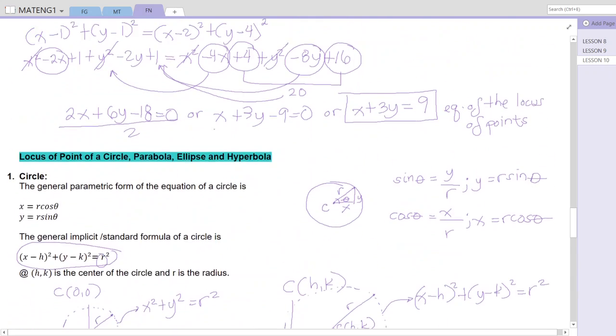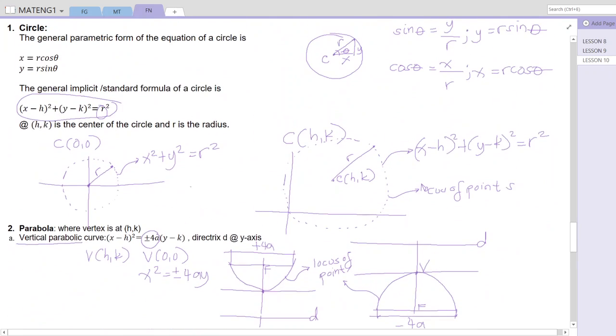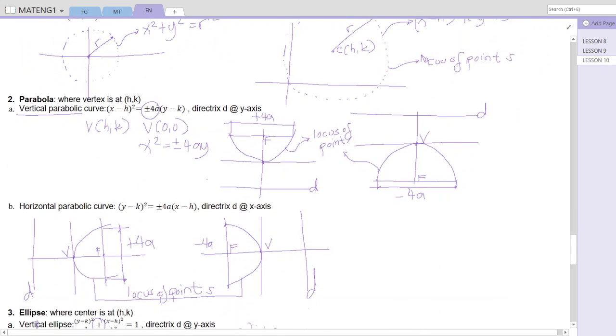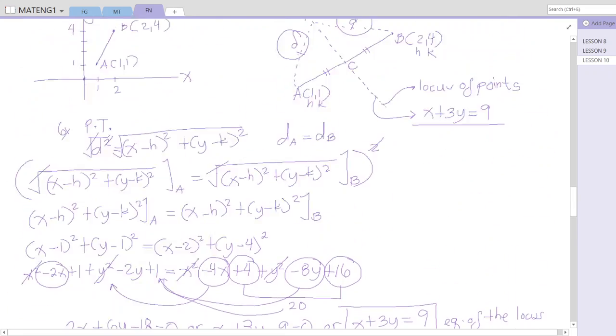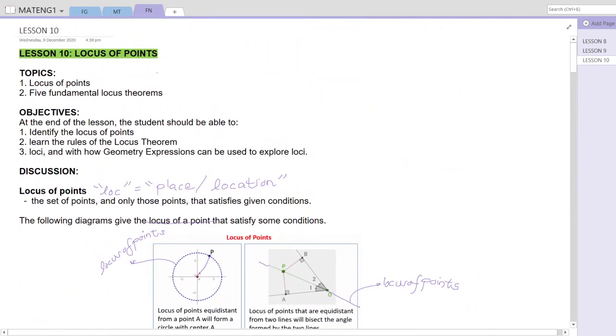So that is the locus of points of a circle, parabola, ellipse, and hyperbola. If you have the formulas already, they are derived from the locus of points. Okay, so that ends our discussion on the locus of points.